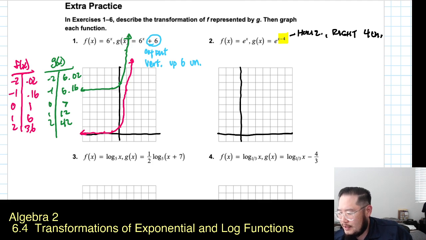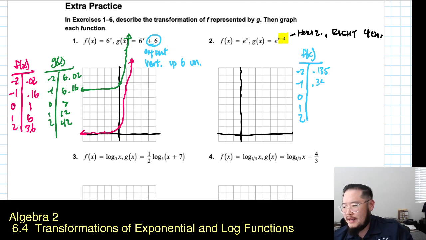So let's go ahead. We'll plug in some points for f of x. We can use our standard numbers, -2, -1, 0, 1, and 2. When you plug in -2 for x, e to the negative second power is 0.135. At -1, e to the negative first power, 0.36. E to the 0 power, good old 1. And then at 1, e to the first power, we got 2.7, and it keeps going. And then we have e to the second power. We'll round that off to 7.4.